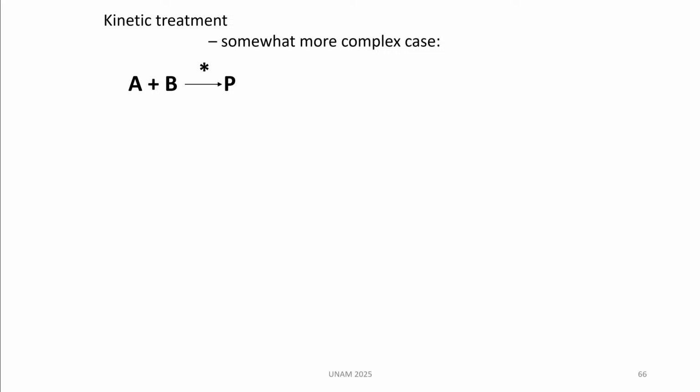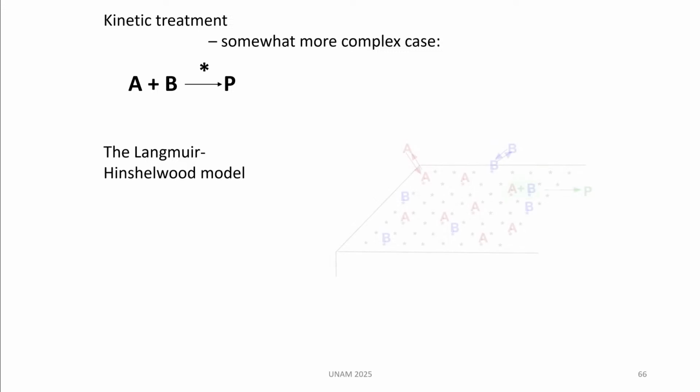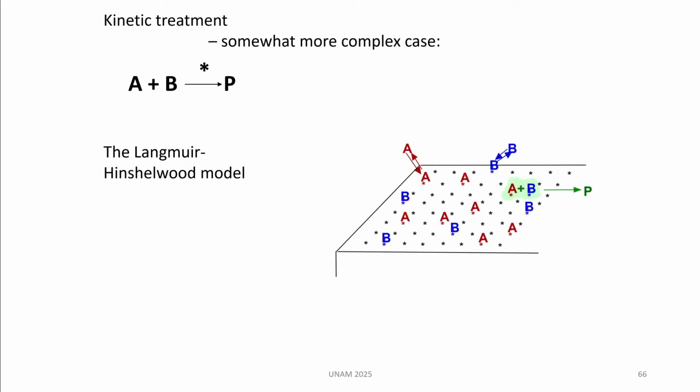And of course, they complicated these models. I don't want to go too much into the details, but this is a model that's very often employed, the Langmuir-Hinshelwood model, for a reaction with 2 partners. A plus B gives some product P in the presence of a heterogeneous catalyst, that is, in the presence of reaction sites. Well, this is an image of what happens on the surface.